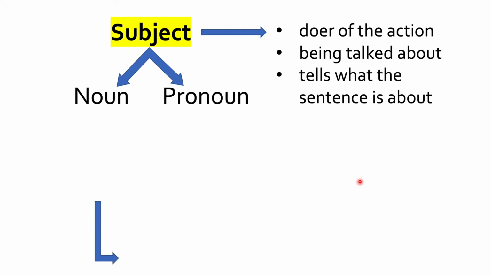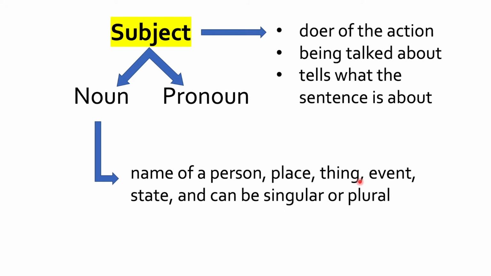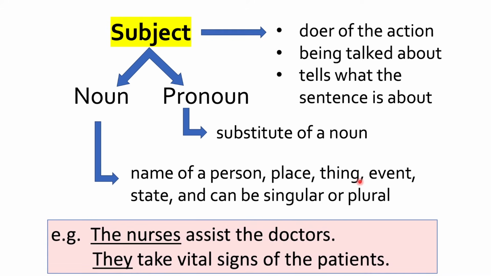So just a review. A noun is a name of a person, place, thing, event, or state, and can either be singular or plural. And a pronoun is a substitute for a noun. Now let's take a look at these sample sentences. The nurses assist the doctors. So the nurses is plural. Okay, so it's a noun.